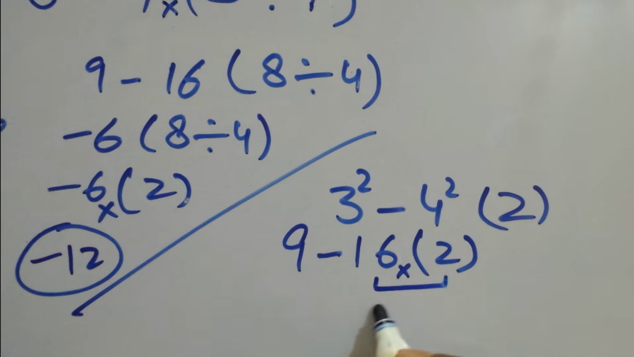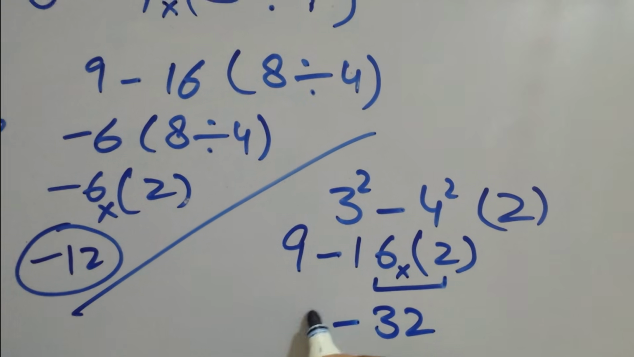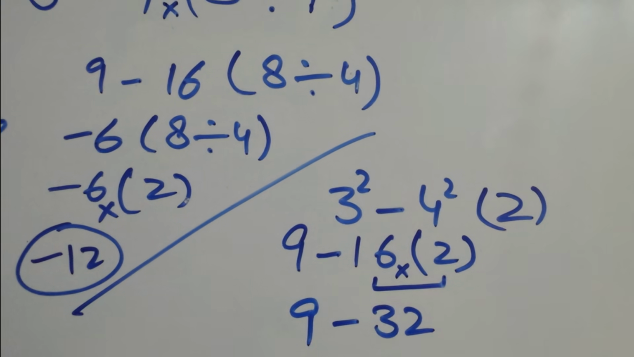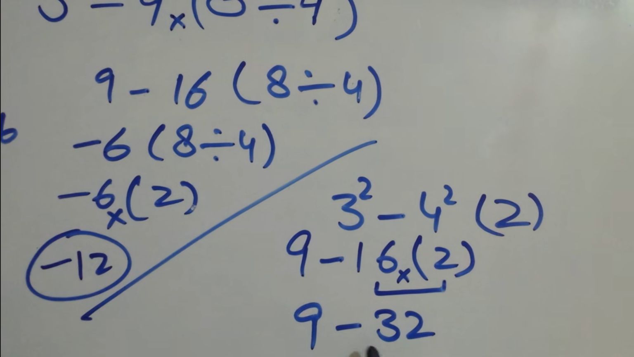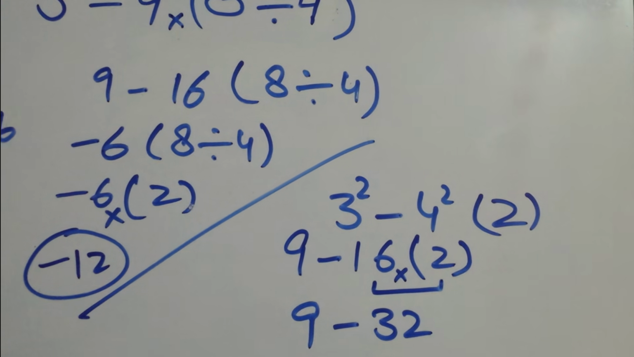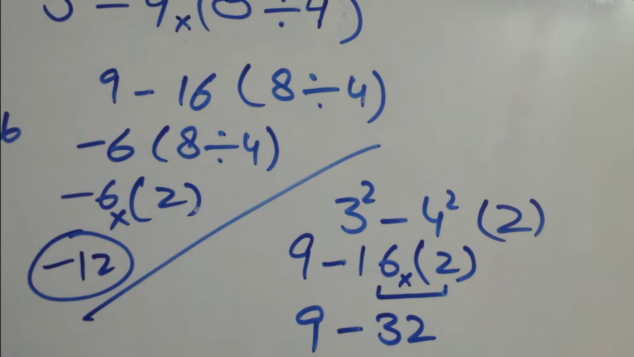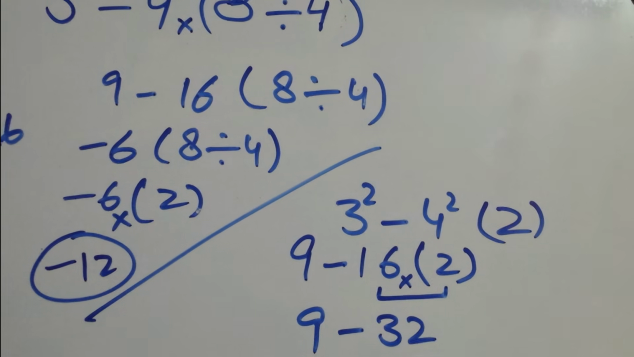16 times 2 equals 32, and 9. So 9 minus 32 equals minus 23.